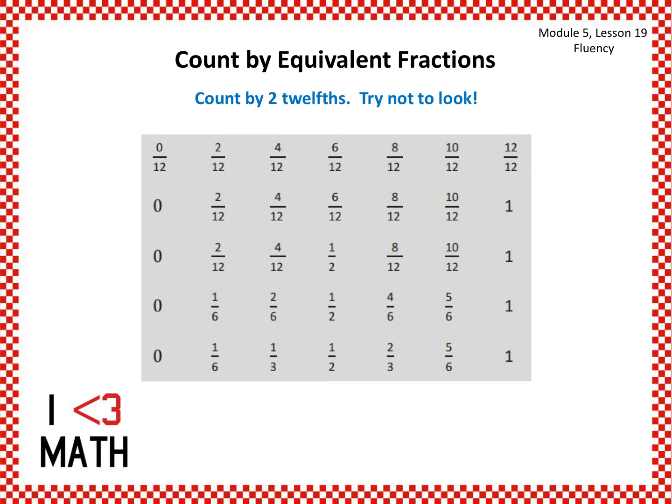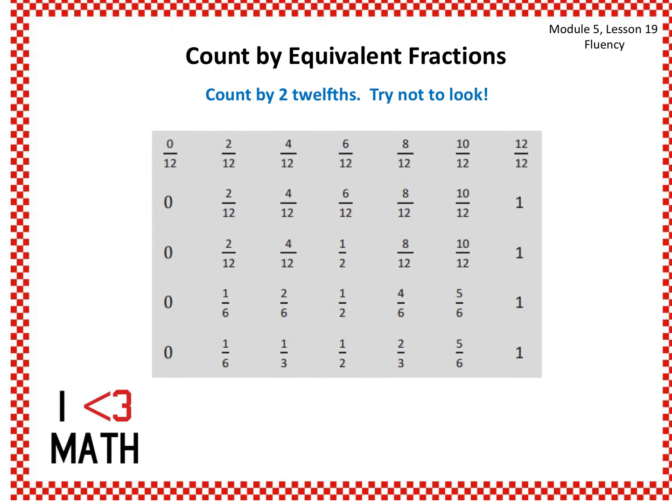Once again, we're going to look for what are our whole numbers. Well, we can turn our 0 into a whole, and then we can turn 12 twelfths into a whole. So 0 will go to 0 and 12 twelfths to 1. So let's look at this next one. All right, starting with 0 here. 0, 2 twelfths, 4 twelfths, 6 twelfths, 8 twelfths, 10 twelfths, and 1.